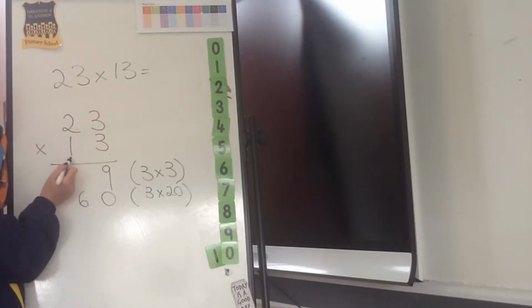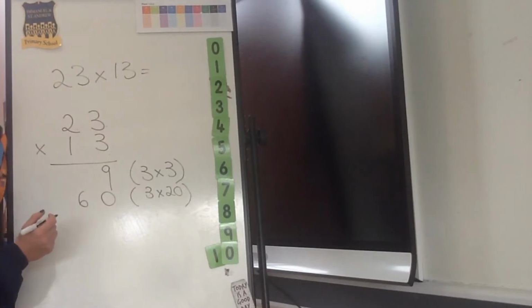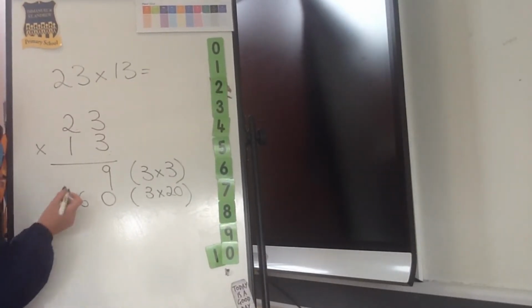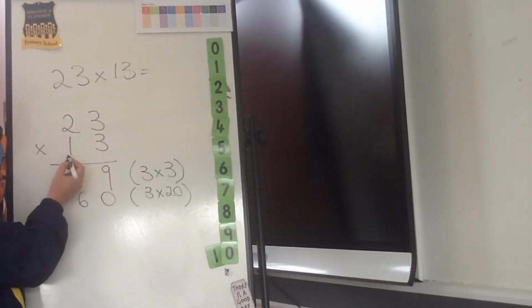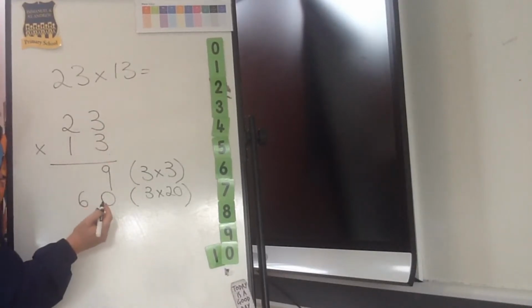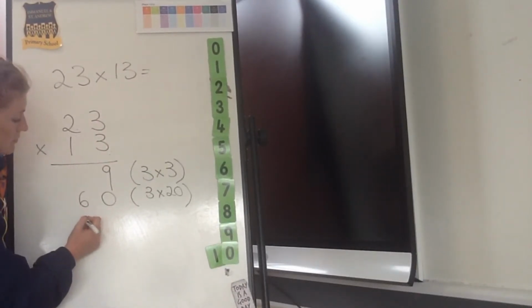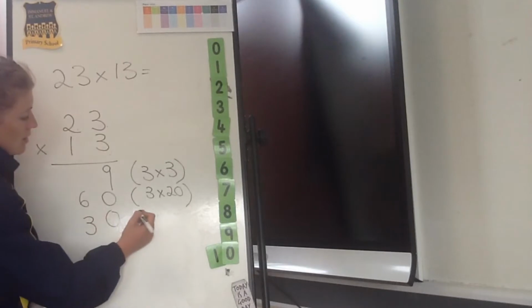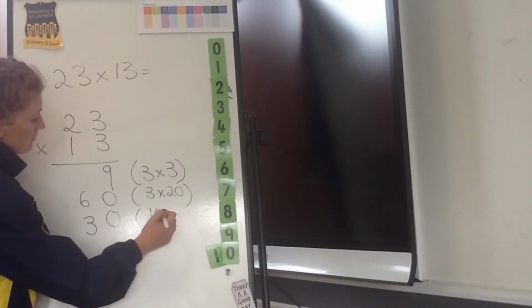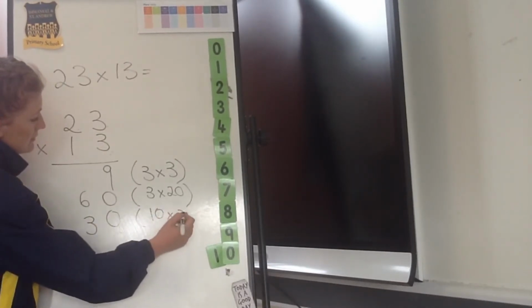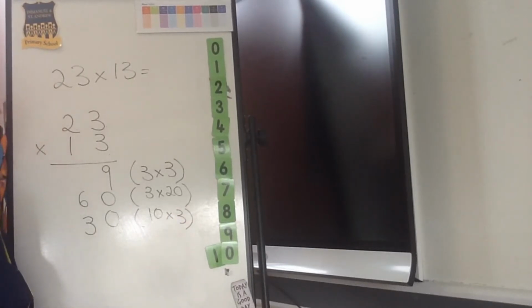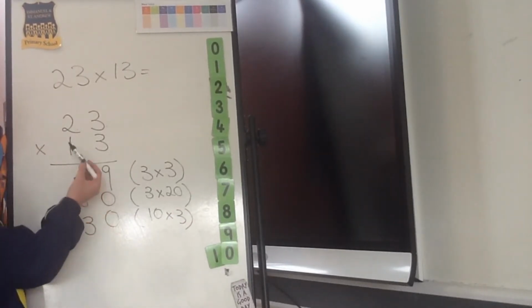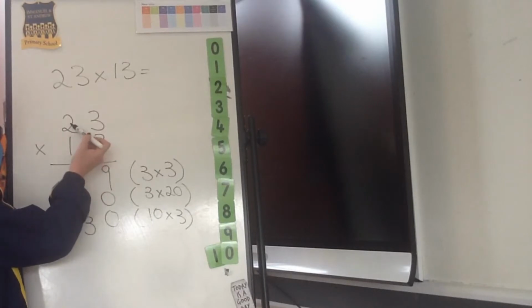So now I'm going to move on to this part of my calculation. So 10 multiplied by 3 is 30. So I'm going to write that here. And again, I'm going to write this here. The final part of my calculation is to multiply this by this.